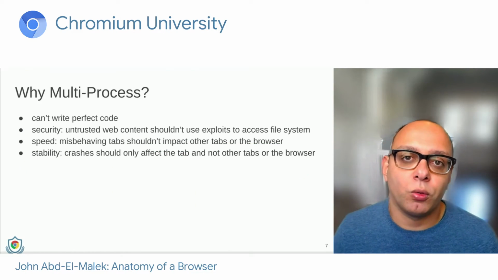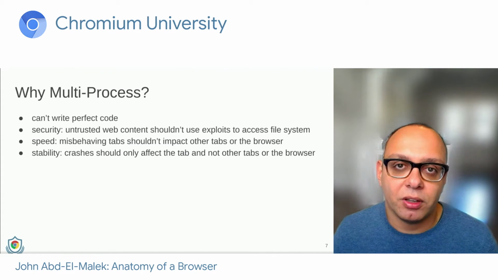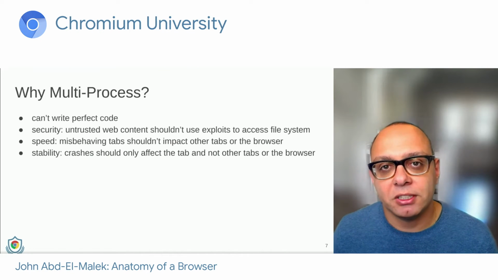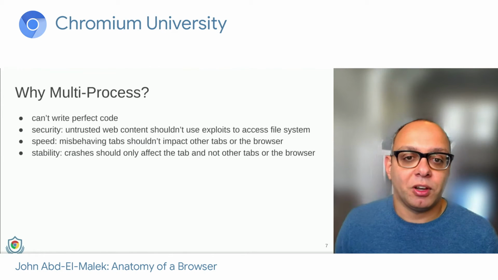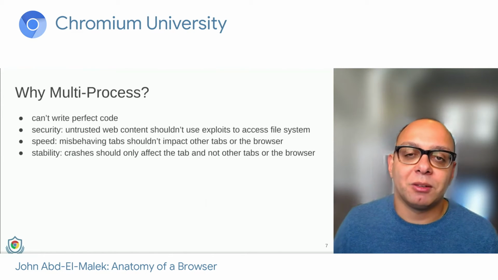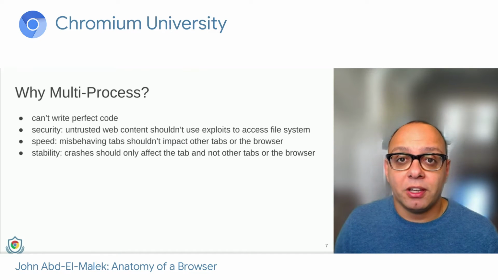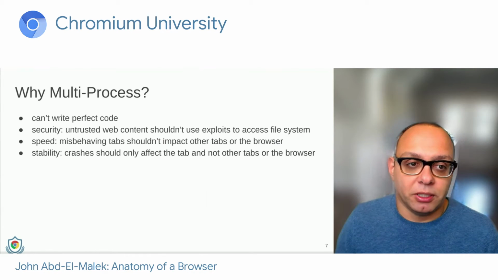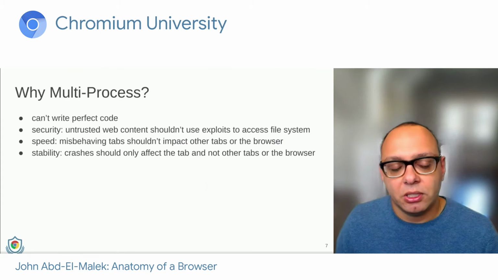So why did we go through the complexity and all the hard work of splitting the code into multiple processes? The main reason really is you just can't write perfect code. There's always going to be bugs that creep in, right? When you have millions and millions of lines of code. And so untrusted web content, right? Data that comes from potentially untrusted servers can be used to exploit these bugs. And so we don't want that to be possible, of course.